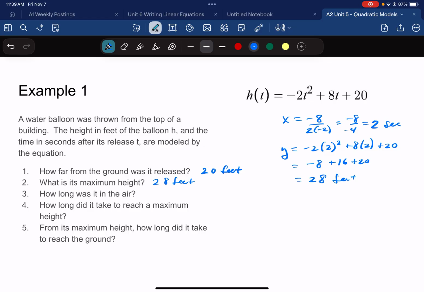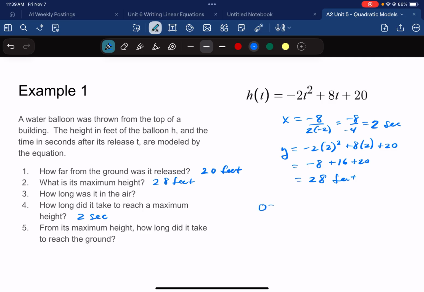How long was it in the air? Well, let's go down to number 4. How long did it take to reach the maximum height? Well, that's vertex x, which we figured out already, 2 seconds, okay? Figure out how long it was in the air. That's going to be a 0 of the function. So we're going to have to find the x-intercepts, where does it hit the ground?